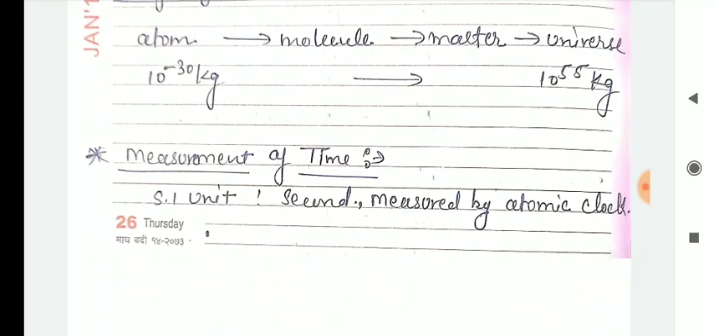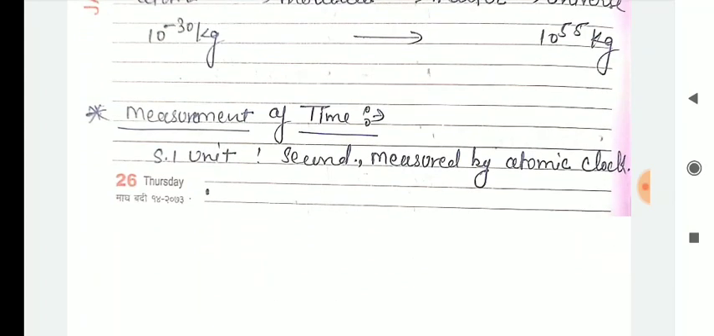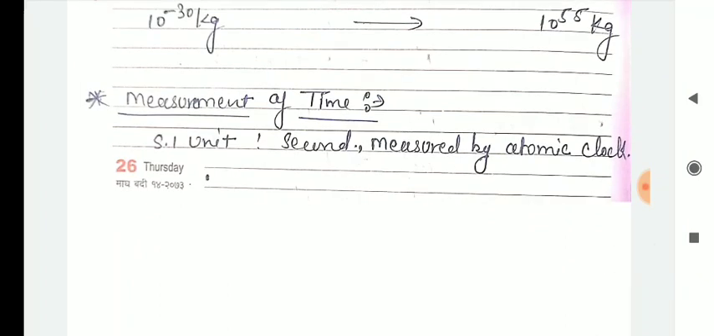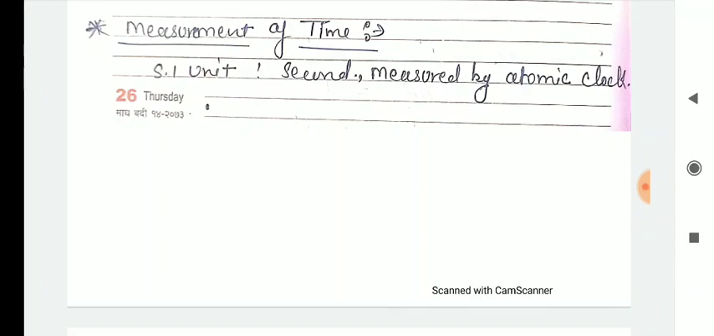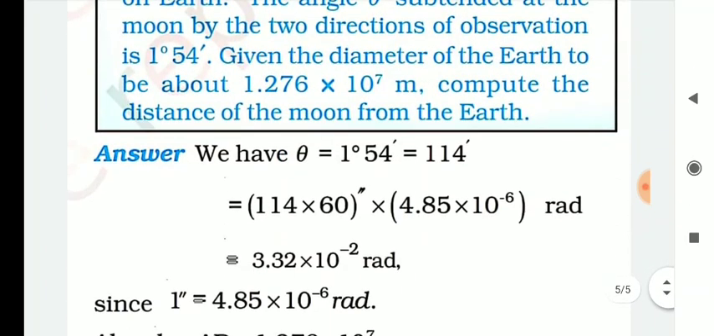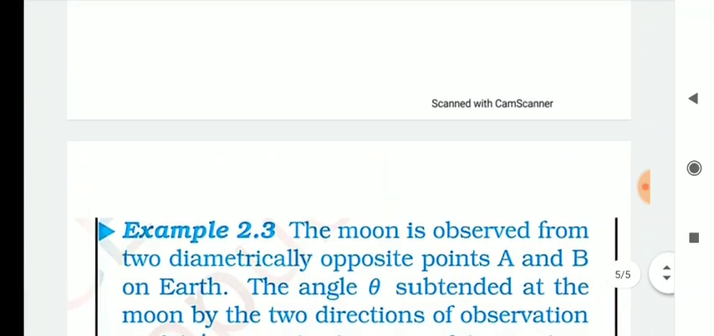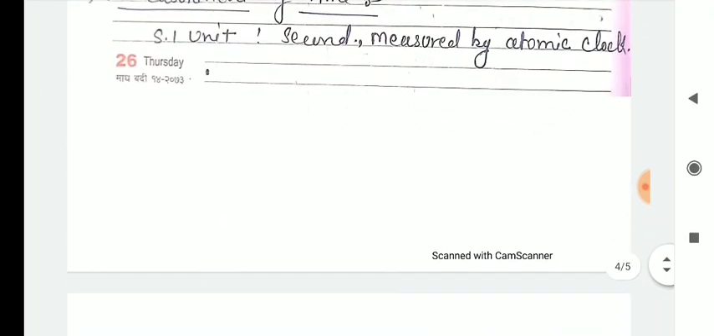Now the third important point is the simple measurement of time. Whenever we talk about the measurement of time, we simply use the second, and we have many more units of time to calculate the time value. We are not studying the measurement of time in much detail here. We simply understand that the SI unit is the second, measured by the atomic scale, and in the atomic scale we basically use cesium. So that is the measurement of time.